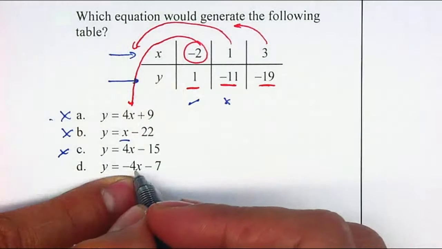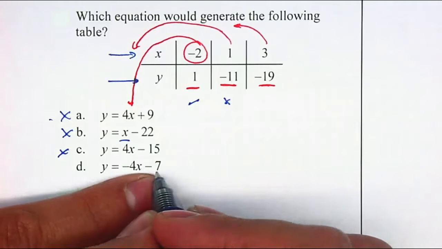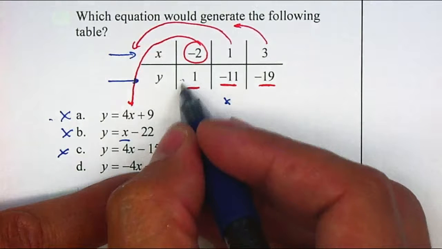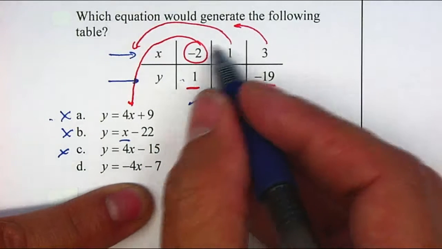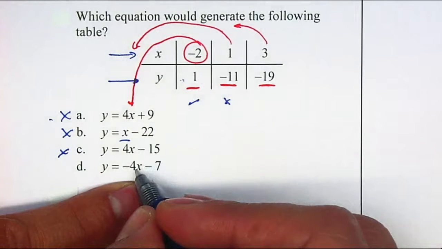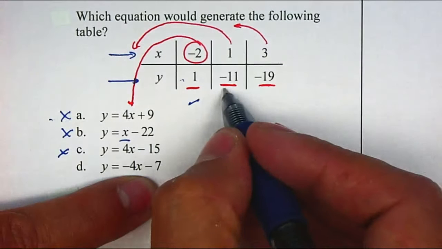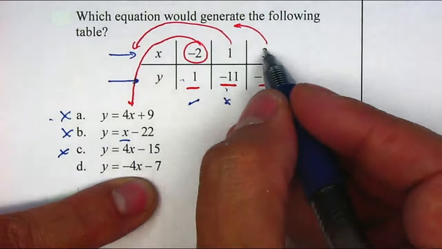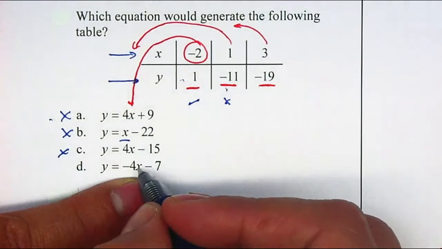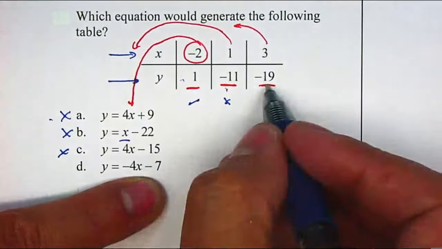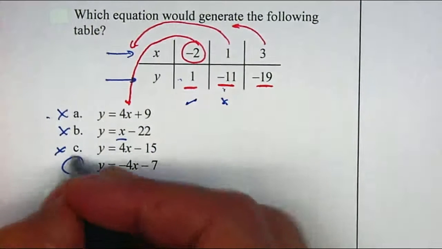-2 times -4 is positive 8. Minus 7, that is 1. Plug in 1. 1 times -4 is -4. Minus 7, is that -11? Yes. Plug in 3. -4 times 3 is -12. Minus 7, is that -19? Yes. The answer seems to be D.